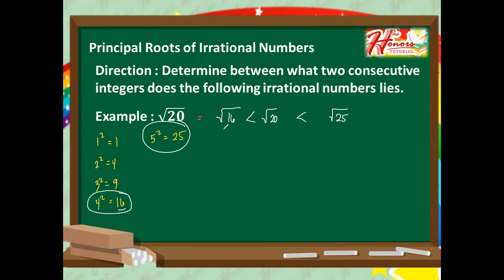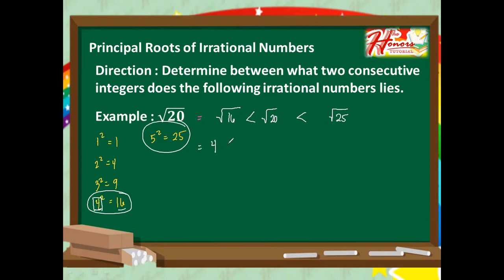To find out in which integers the square root of 20 lies, we have to get the square root of 16. We will not experience any difficulty with it because we already have the answer. That is the base. So we have here 4. Let me just write it here.